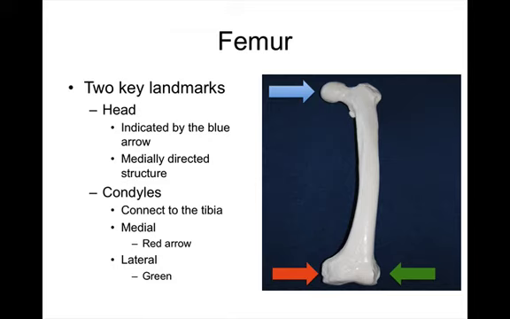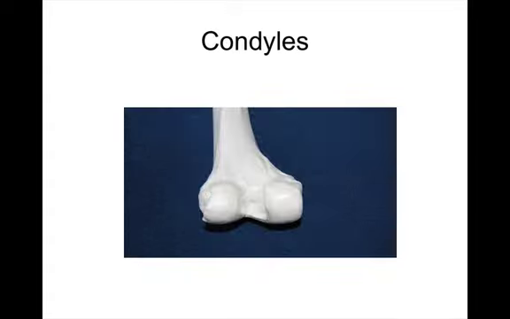The medial condyle is indicated by the red arrow there, and note it's on the same side as the head of the femur, so that's a good way of knowing that's the medial condyle. And then the green arrow shows the lateral condyle. Here's a posterior view of the condyles, so you can see that these are smooth portions of the femur, and they allow the bone to make a really good connection with the proximal part of the tibia. So the joint we're creating here by this connection is the knee joint.